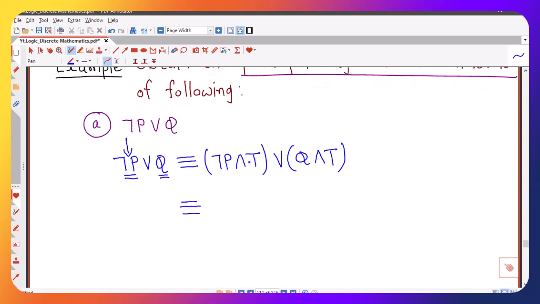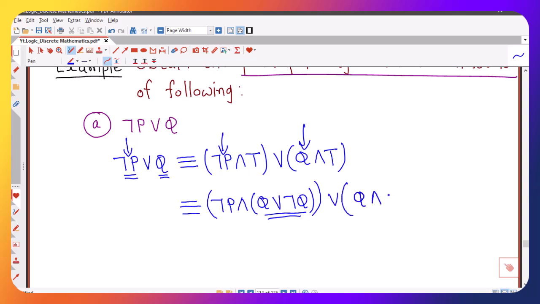Now we require min terms here. So what we can do is, now we can replace capital T by q or negation q. We know that q or negation q is always equivalent to capital T, and because I have variable p here, I am writing q or negation q. Here I have variable q, so here I will write p or negation p.